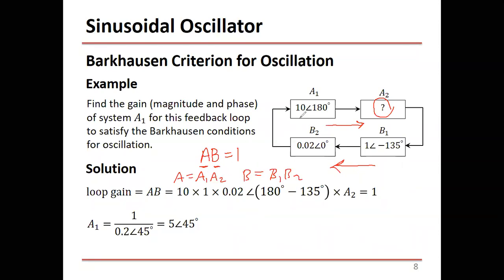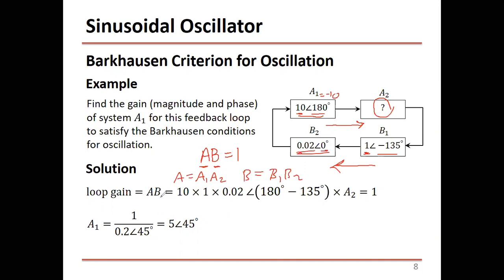If A1 is an amplifier with a gain of 10 and a phase shift of 180, that means negative 10, because an angle of 180 means negative 1. So this is an inverting amplifier. And A2 is what I'm trying to find, how to design it. B1 has a gain of 1, so this is an all-pass filter with a gain of 1, but it has a phase of negative 135 degrees. And B2 might be just an attenuation circuit, like a voltage divider. It doesn't provide any phase, but it has an attenuation of 1/50, or 0.02 gain.